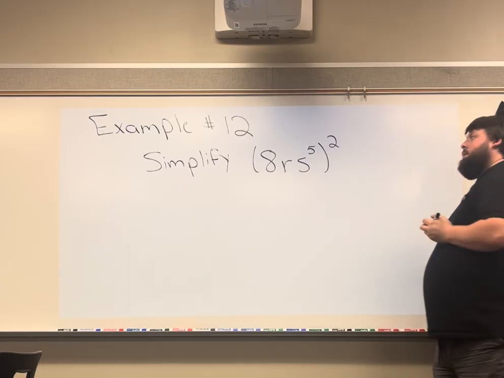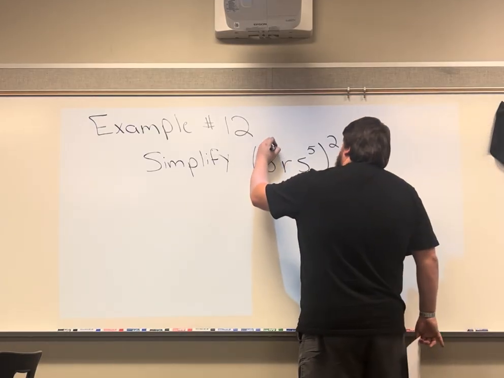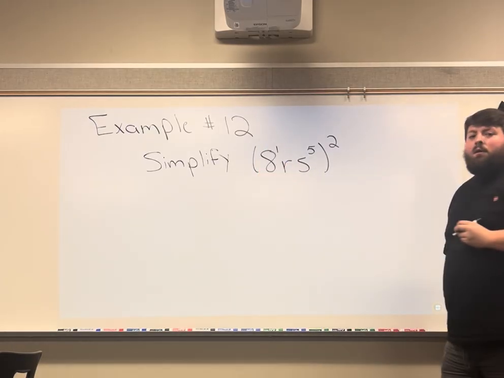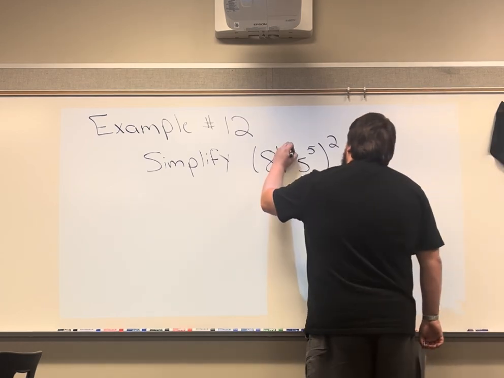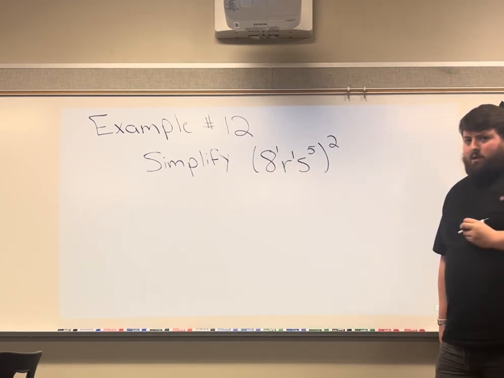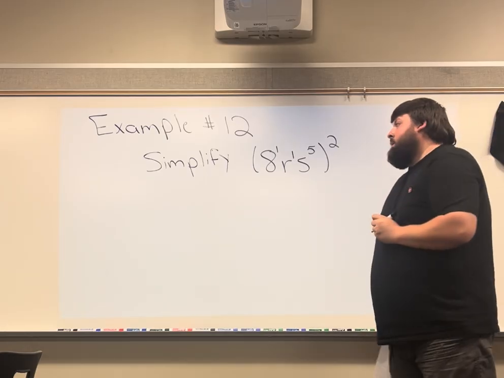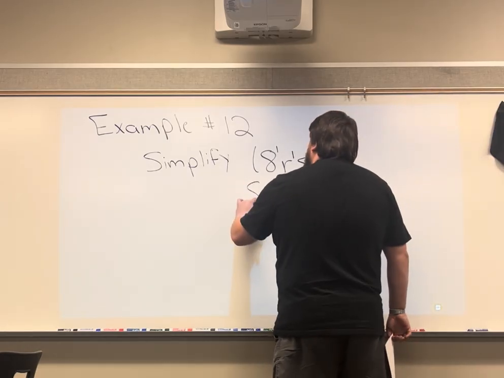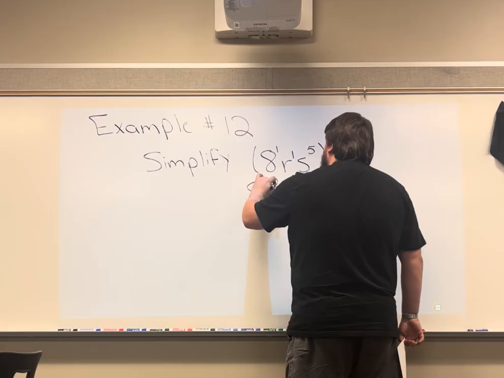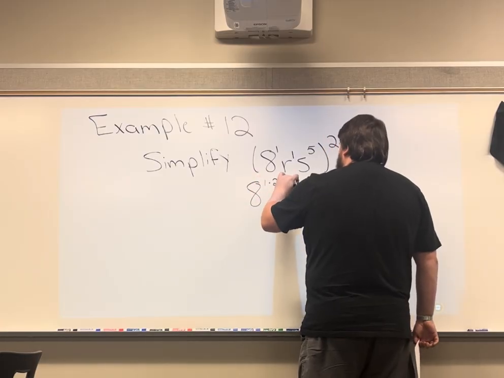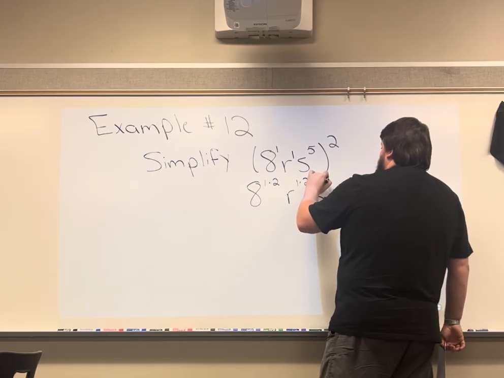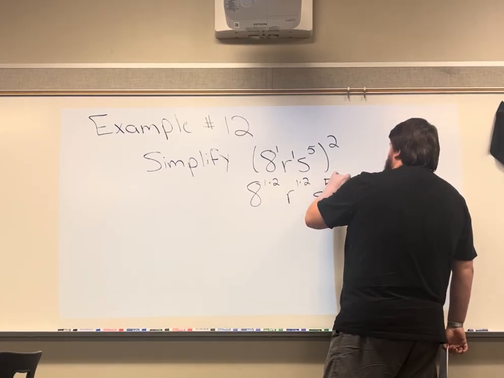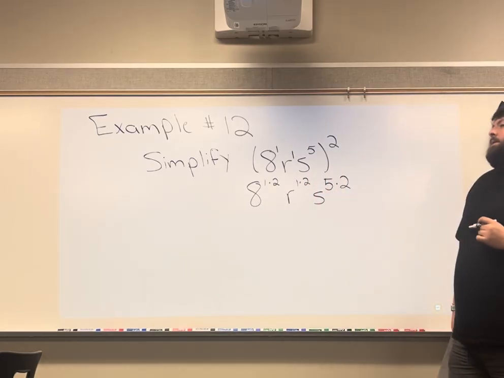Okay? So 8, like we've said in the past, has a hidden exponent of 1. But in this problem, we also have to make note of the fact that r has a hidden exponent of 1. Okay? So this is 8 to the 1 times 2, r to the 1 times 2, and then s to the 5 times 2. Okay?